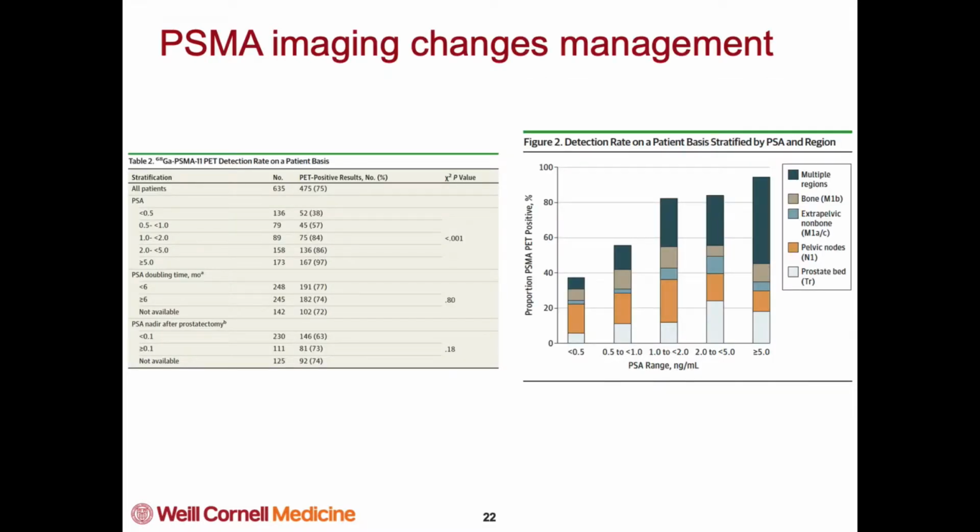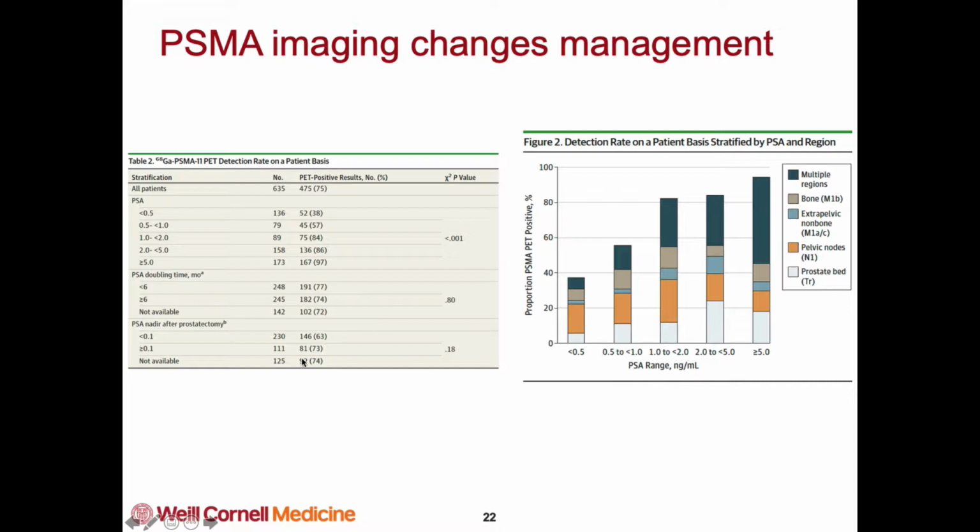And then PSMA really does change management, I think, and I think it will, because men that you probably would have normally treated with just ADT for presumed biochemical recurrence, now you have these oligomets that we can either treat with surgery, ablation, or targeted radiation therapy. And I think that is kind of a new way of approaching men with prostate cancer, particularly metastatic cancer.